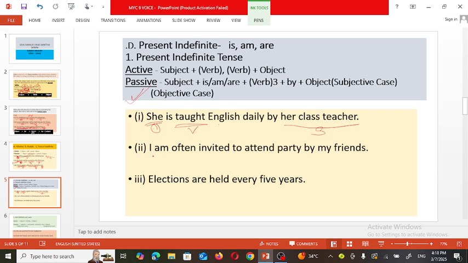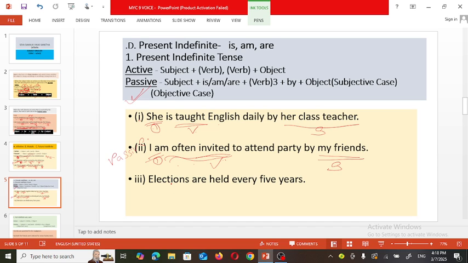Now see the next one. I am often invited to attend parties by my friends. Often invited, this is the verb, and this is the to be form used over here. This action is done by whom? By my friends, so this is the subject. And about whom is it done? I, so that is the object. Object, verb, subject means the sentence is in passive voice.